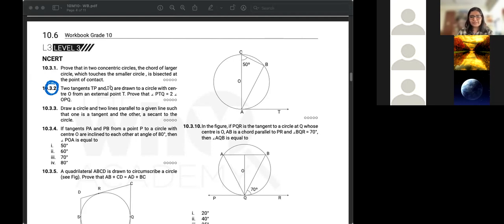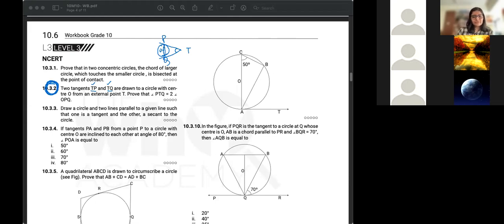Two tangents, TP and TQ, are drawn to a circle with center O. If you see the name TP and TQ, it means they are tangents to the circle, and the common point is T. So two tangents were drawn from one point, from an external point T. Center is O. Prove that angle PTQ is twice angle OPQ. So I have to join these two points and also join this, two times of this angle.